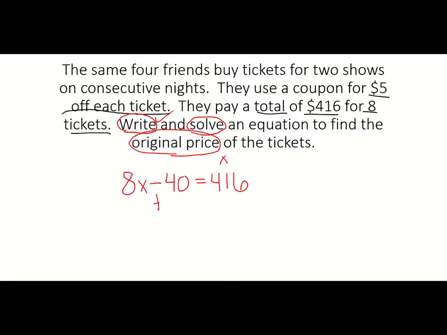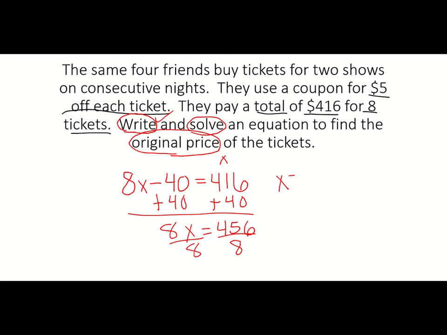So I'm going to add 40 to both sides. And then I'm going to divide by 8. So 8 goes into 45 5 times. There'd be 5 left over. 8 goes into 56 7 times. So x is 57. Again, I want to put this in context. 57 what? $57, since this is talking about the price of the tickets.